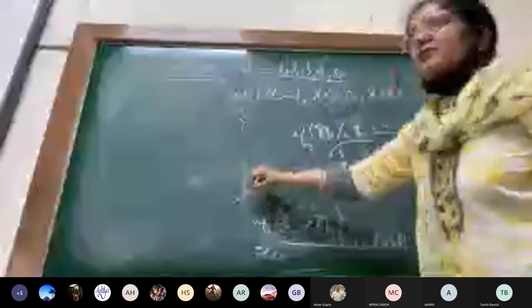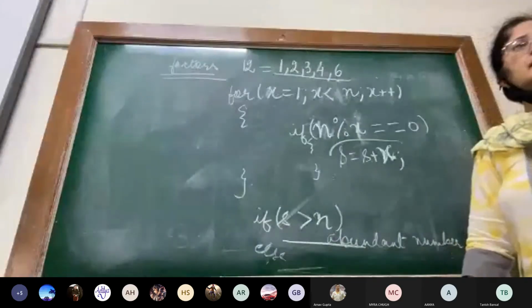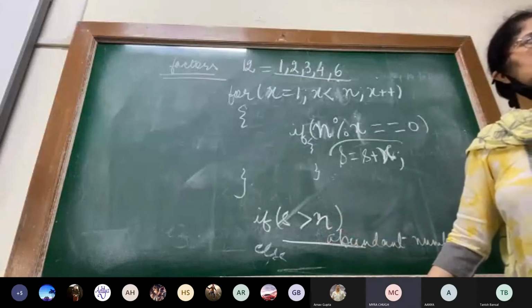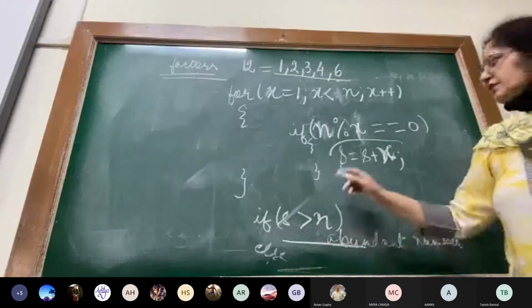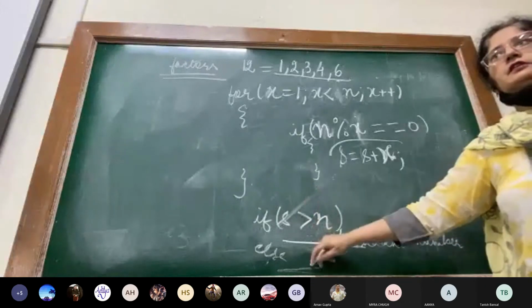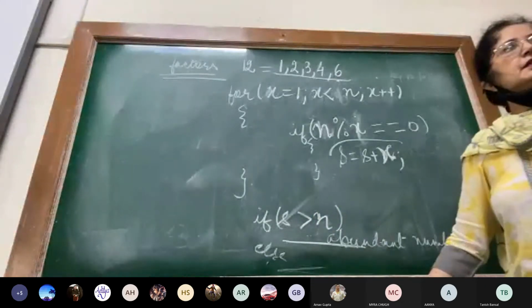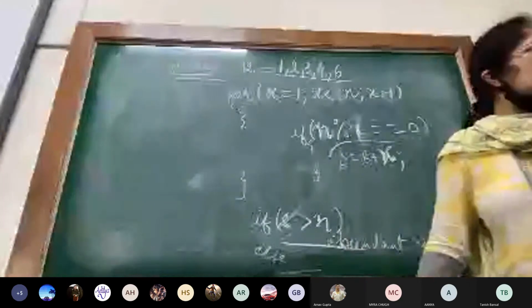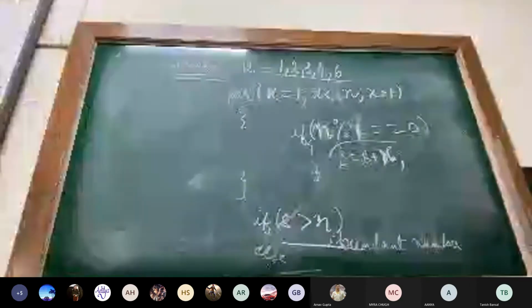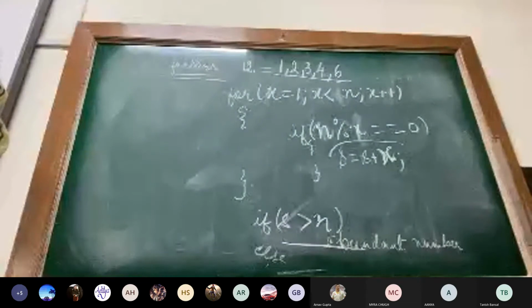Else not an abundant number. That means after the closing of the for. Did you understand? In the same way, can you do it for the deficient number? Yes, ma'am. If it is less than n, that is a deficient number, otherwise it is not a deficient number. Easy? Any doubt? So this question I will not put in the answer. The answer is over here.